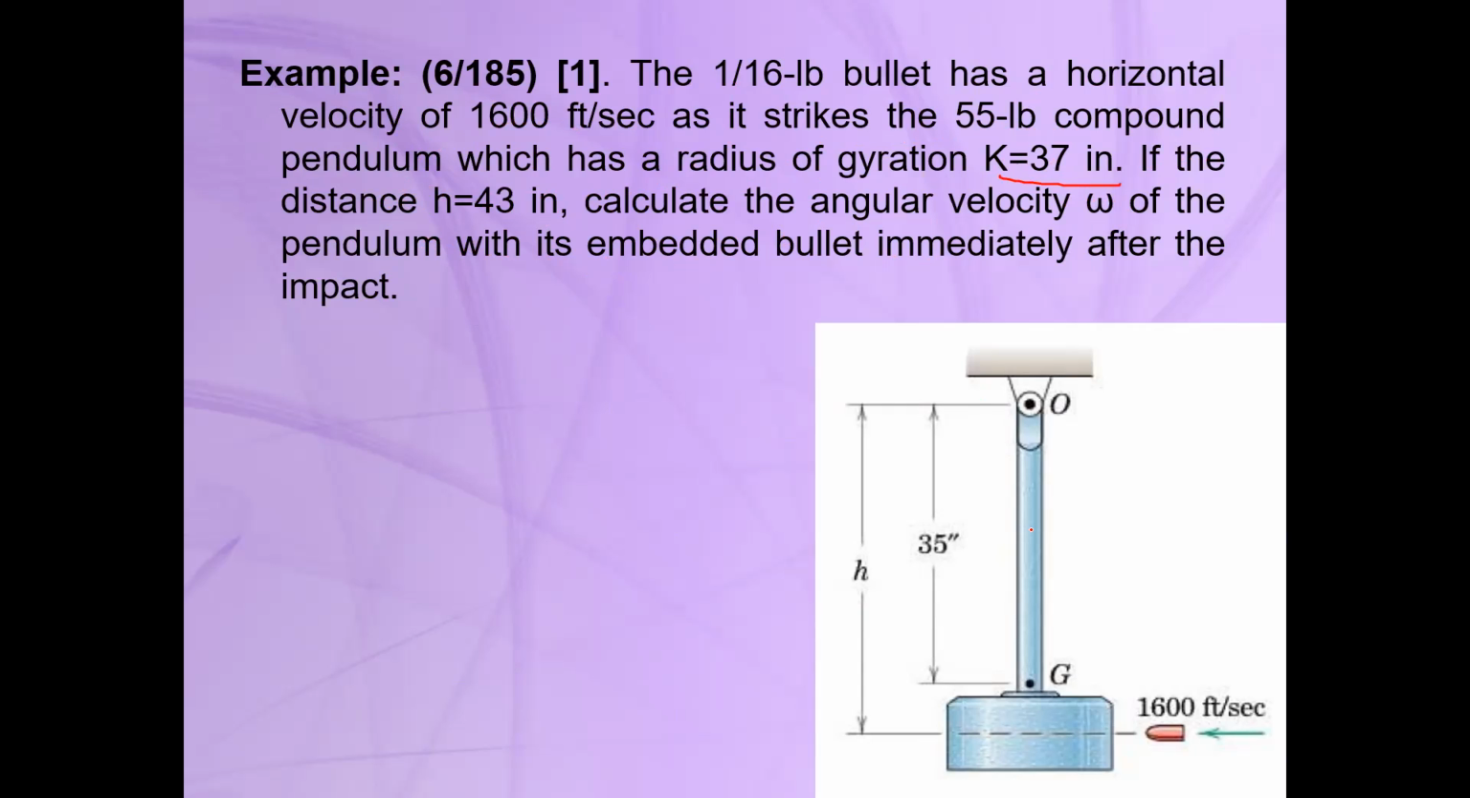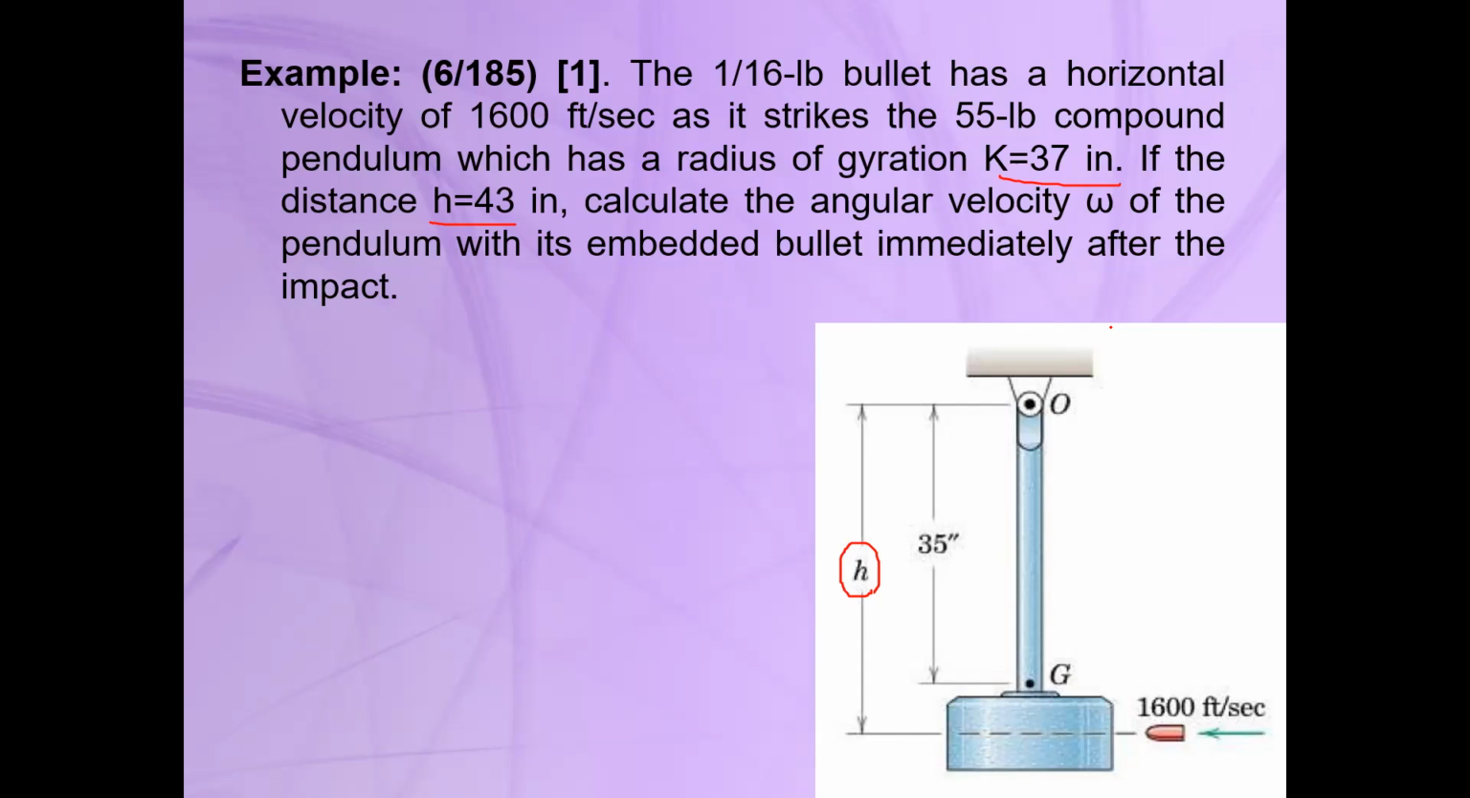So here we have first a compound pendulum, which is initially at rest. We have one bullet. The bullet has a weight of 1 divided by 16 pounds. It will strike the pendulum at the position h, which is equal to 43 inch. The mass center of this pendulum is 35 inch below point O. We want to calculate the angular velocity of this pendulum after the impact.